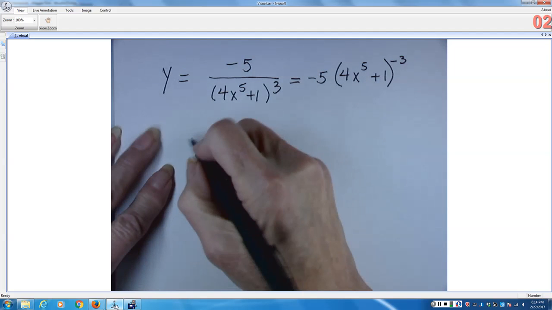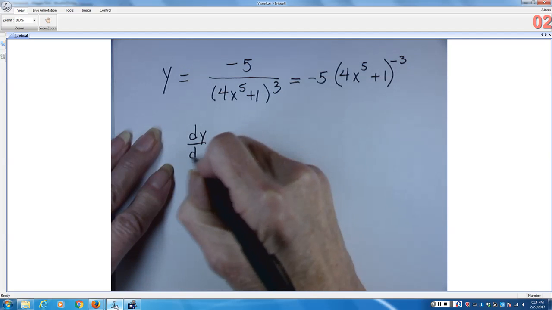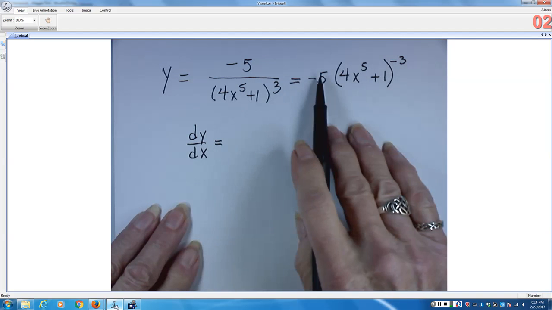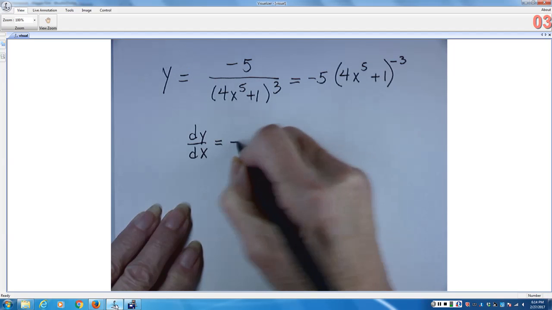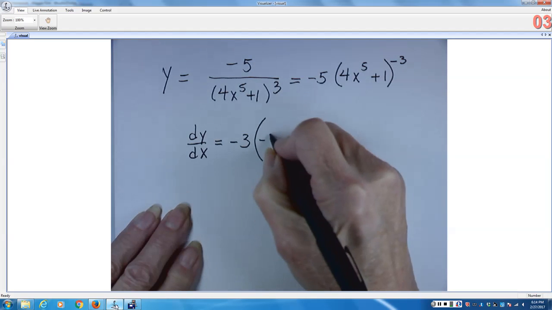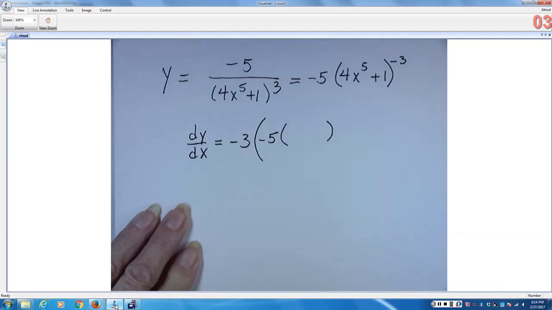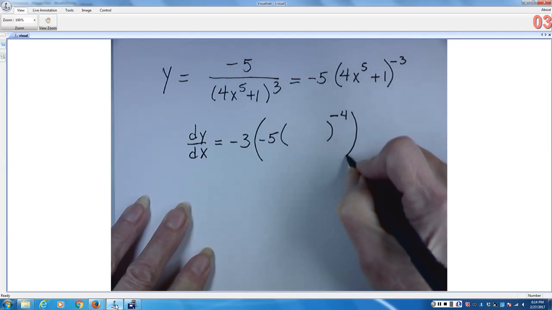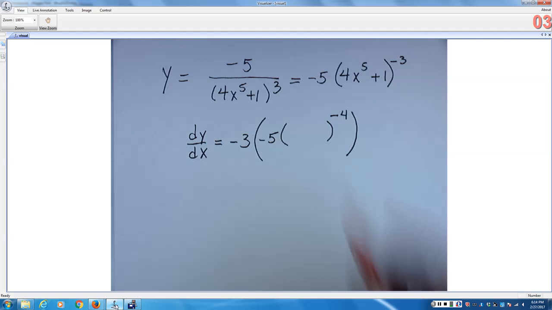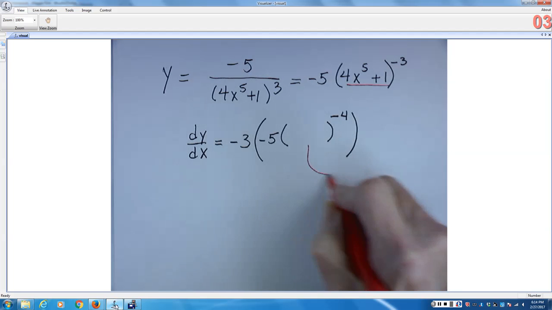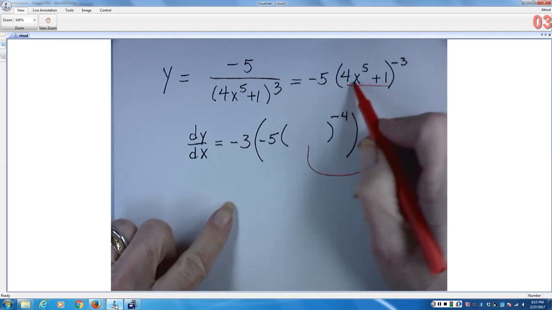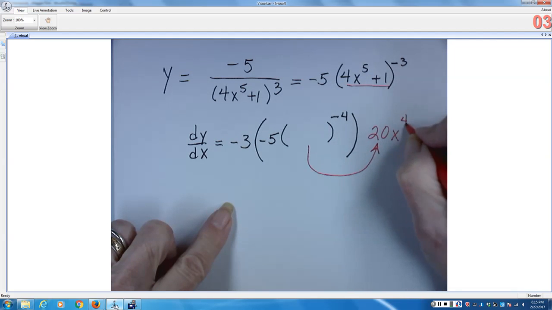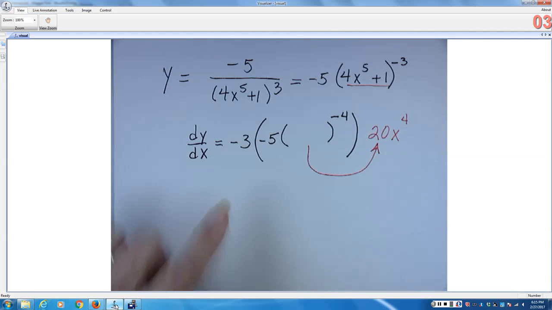So if we do that, then dy/dx is going to be the derivative of this negative 3 power with a negative 5 in front of it. So we're going to bring that negative 3 power down as a multiplier, keep the negative 5, keep the parentheses. Then we reduce that power by 1, and minus 3 minus 1 is minus 4. Then we need to multiply by the derivative of what's inside the parentheses. The derivative of what's inside is 5 times 4 is 20, x to the 5 minus 1 is 4, so x to the fourth power, and the derivative of plus 1 is 0, so we don't even need to write that down.